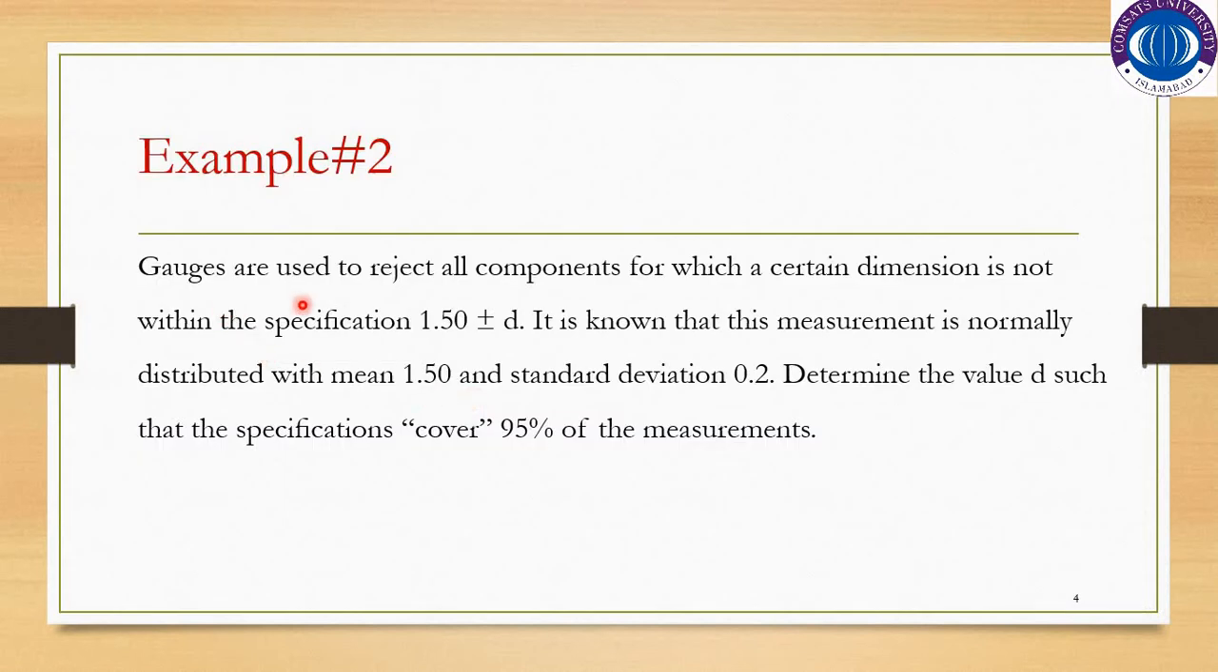Gauges are used to reject all components for which a certain dimension is not within the specification 1.50 plus minus d. It is known that this measurement is normally distributed with mean 1.50 and standard deviation of 0.2. Determine the value d. So we have to find this value d such that the specifications cover 95% of the measurements.